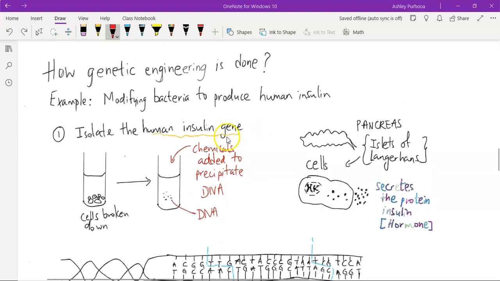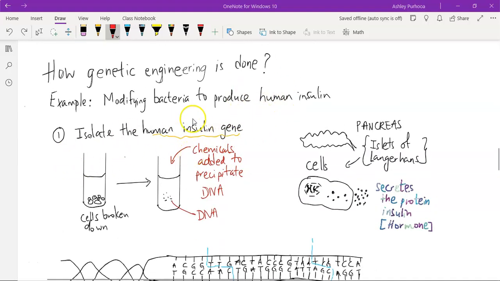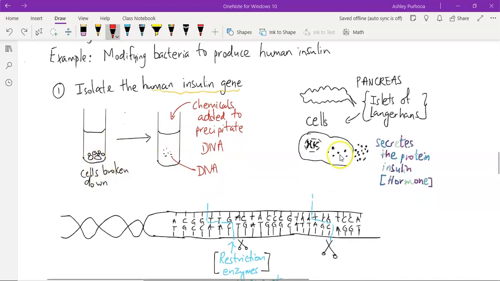Number one, we have to isolate, in this case, the human insulin gene, because we want this gene and this gene makes insulin. So how is it done? Normally, we will take cells from the pancreas. We have to remind ourselves that in the organ pancreas, exactly the islets of Langerhans, that's where you have those special cells that secrete the protein insulin. Insulin is a hormone, but let's not forget it's also a protein. And that protein is coded by a gene.